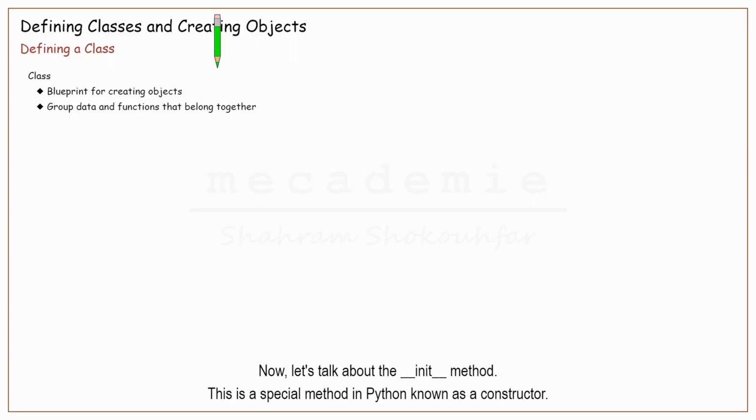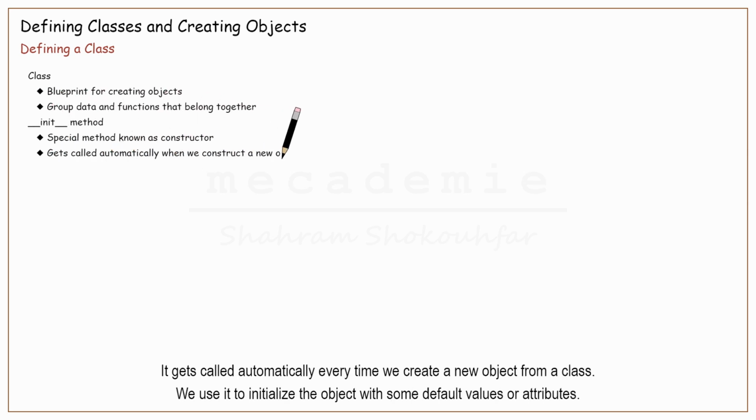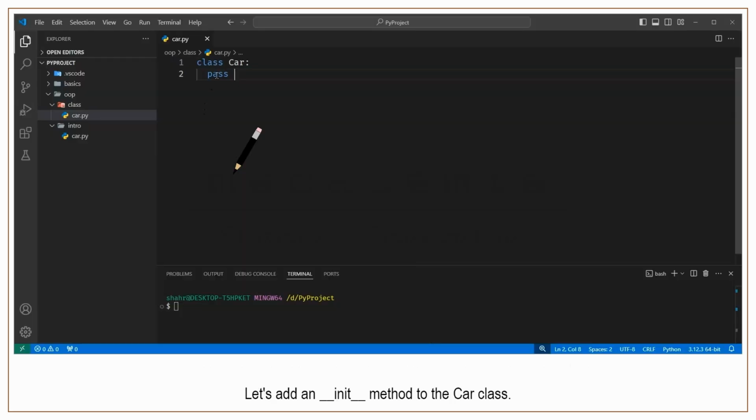Now, let's talk about the init method. This is a special method in Python known as a constructor. It gets called automatically every time we create a new object from a class. We use it to initialize the object with some default values or attributes. Let's add an init method to the car class.